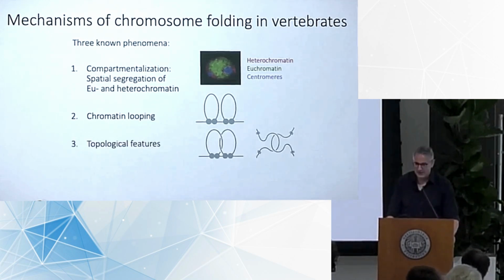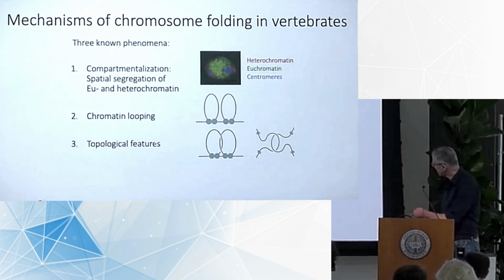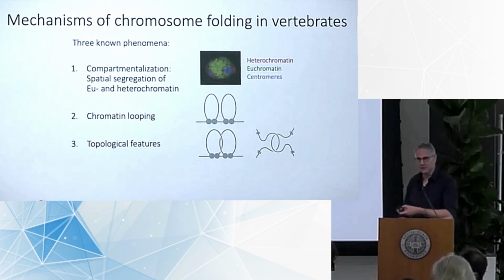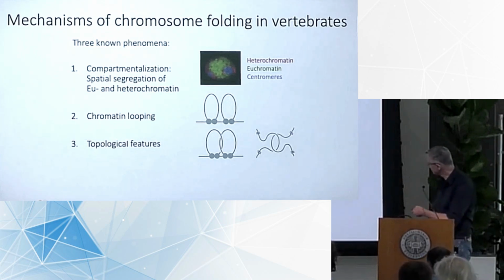A third phenomenon that gets much less attention, but actually should get a lot more attention, is topological features of chromatin. This is originally a very classical way of thinking about chromosomes, including in bacteria and circular molecules. But it's a phenomenon that's not getting, I think, sufficient attention in our field.